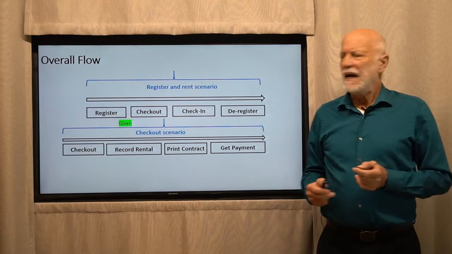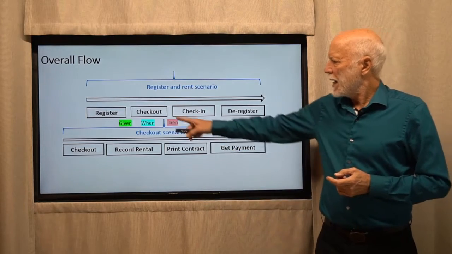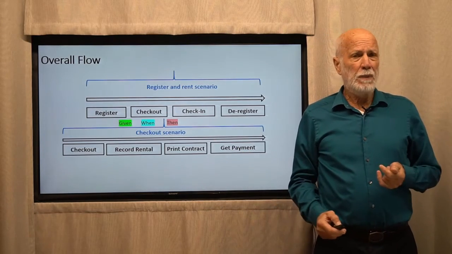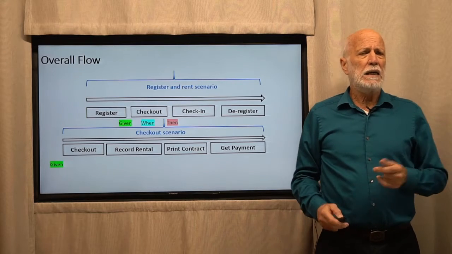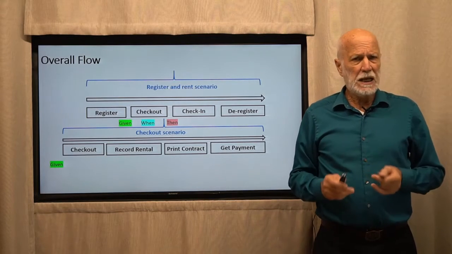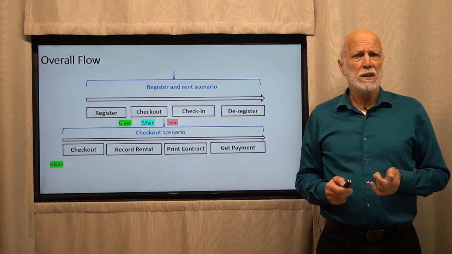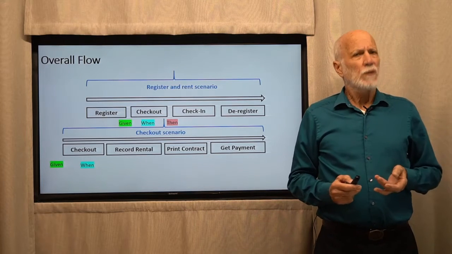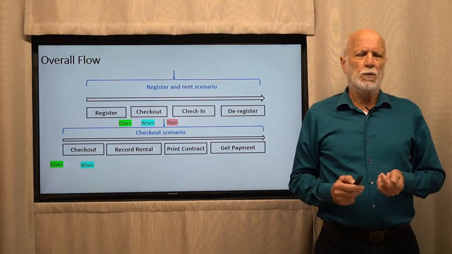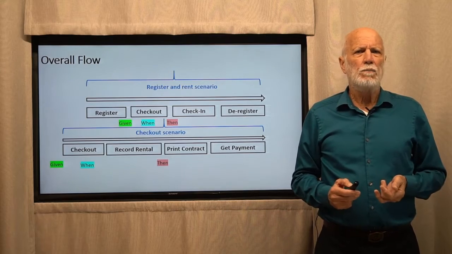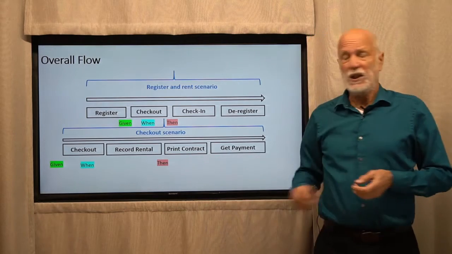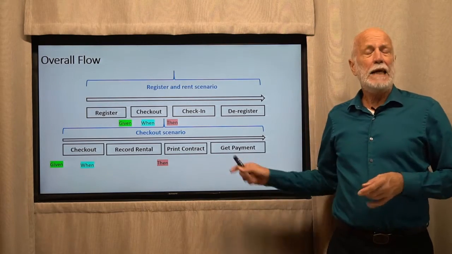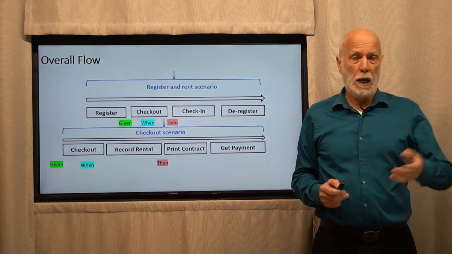Now we've got a given, when, and a then for the step, and then we might have multiple sets of given for the checkout itself. Given that we have those customers registered, when we check out, then we'll record the rental and print the contract. And that get payment is going to be another scenario.